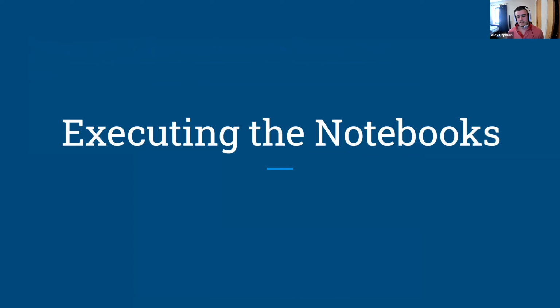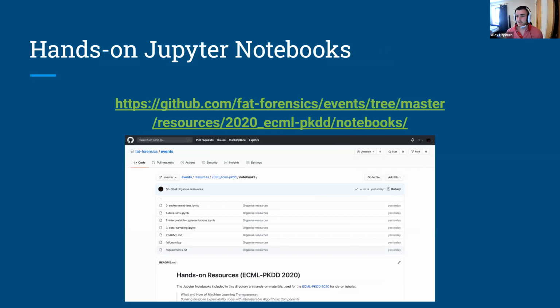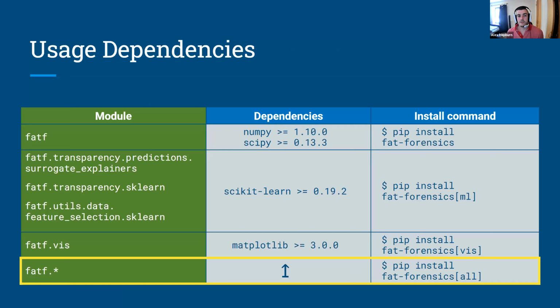So there are three ways of executing the notebooks. There's Binder, Google Colab, or there's a local installation on your local PC. So first, this is where the notebooks are, at this link. If you go on the events.fatforensics.org page, it's also under the hands-on resources, where there are the Jupyter notebooks, and if you click that, it'll take you to this repository, or you can download the whole events repo and access it from there. For local installations, you'll need to install some dependencies and actually install the package.